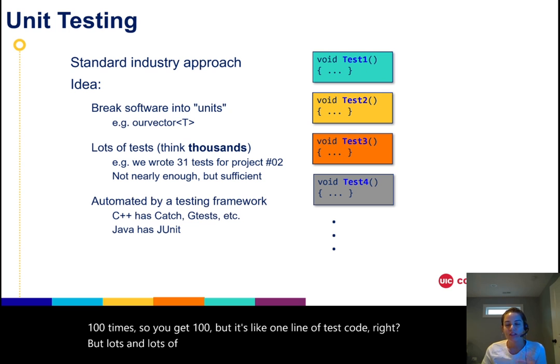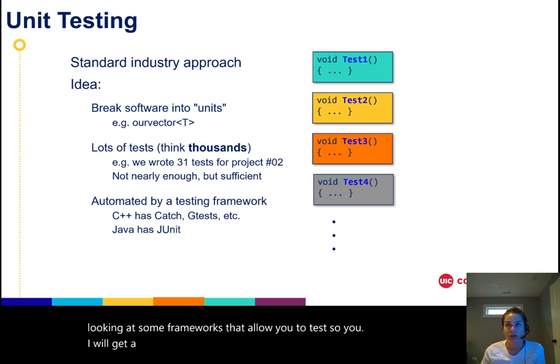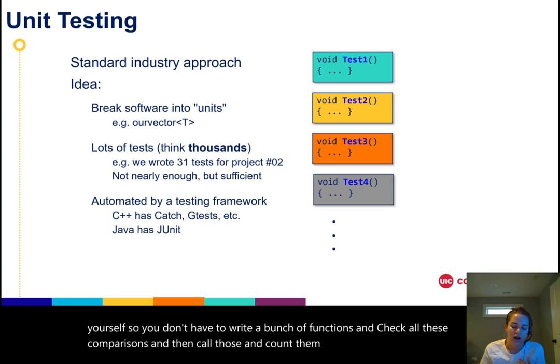And the thing that we're going to learn now is looking at some frameworks that allow you to test. We'll get a sense of how you don't have to write all of this implementation yourself. You don't have to write a bunch of functions and check all these comparisons and then call those and count them up and print them out. That's already kind of done for you in these different frameworks.